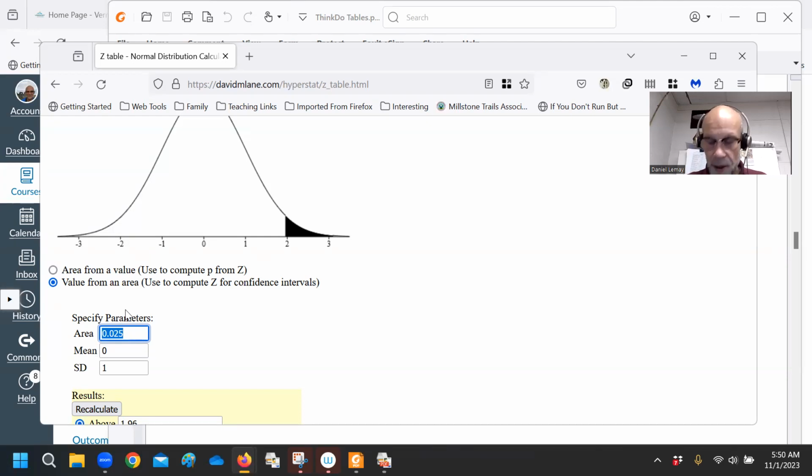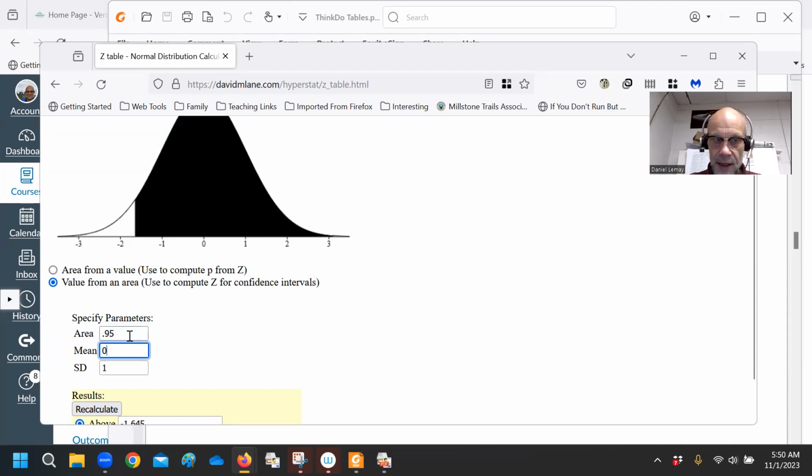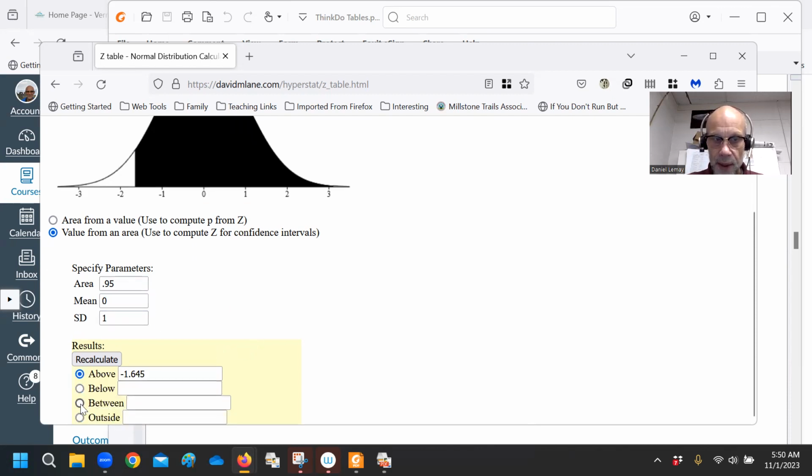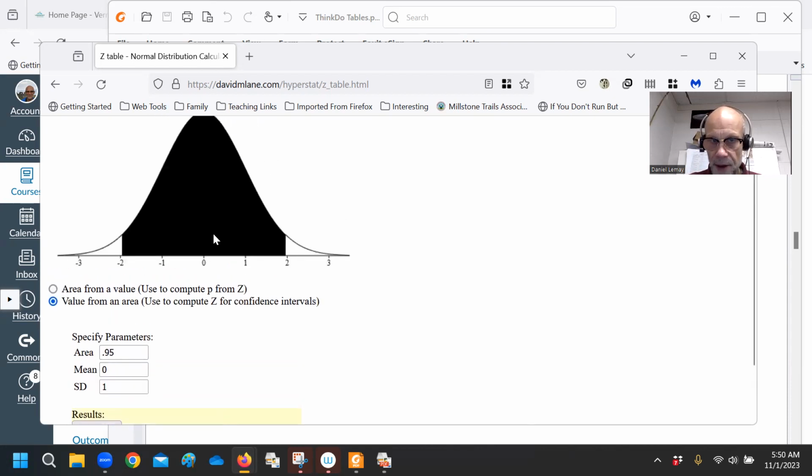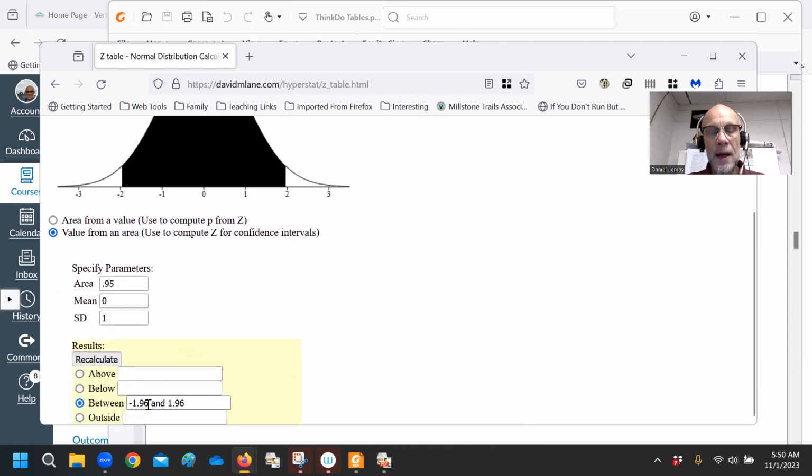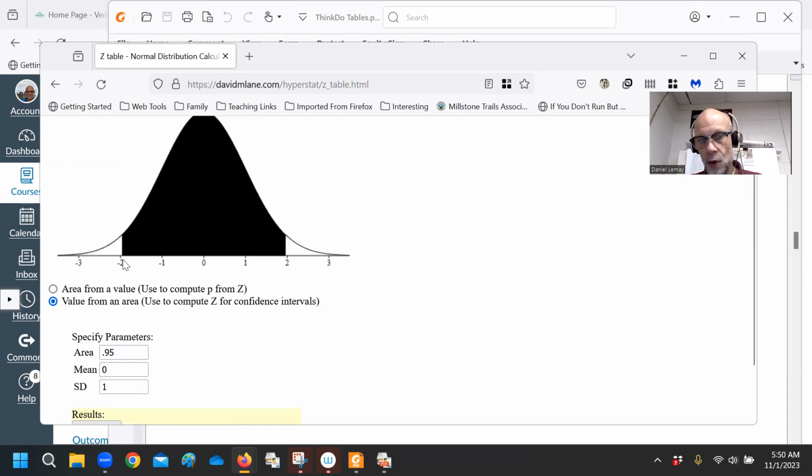So you asked about the critical value for a 95% confidence level. I'm going to select value from an area. This is that David Lane normal curve calculator I pointed to a couple weeks ago. Make sure the mean is 0 and the standard deviation is 1, because they're on the standard normal curve. And we want between, because we want that 95% to catch the middle 95%, right? And so what WebAssign is looking for is the absolute value of this. So you would type in 1.96. The calculator gives this because our lower bound is negative 1.96 and our upper bound is positive 1.96. We only really care about the absolute value of that.